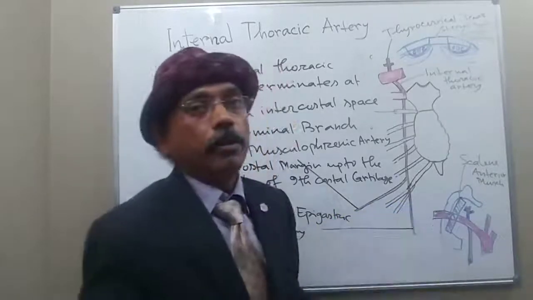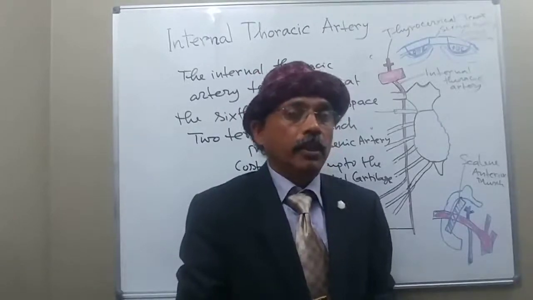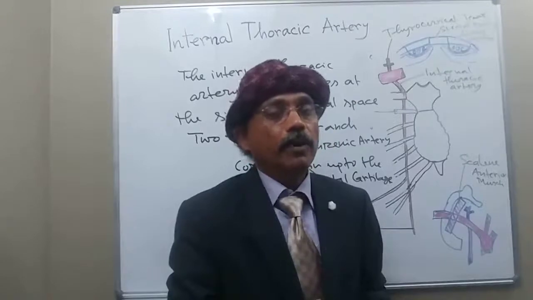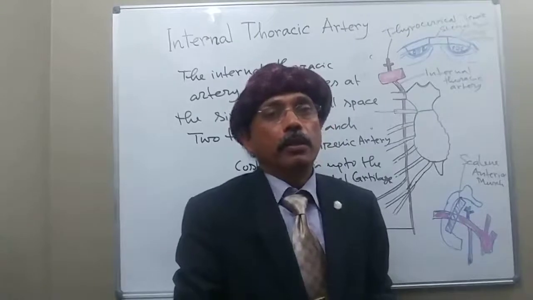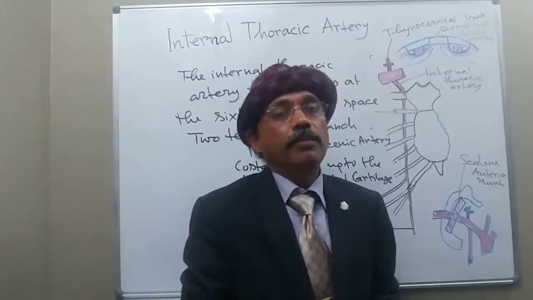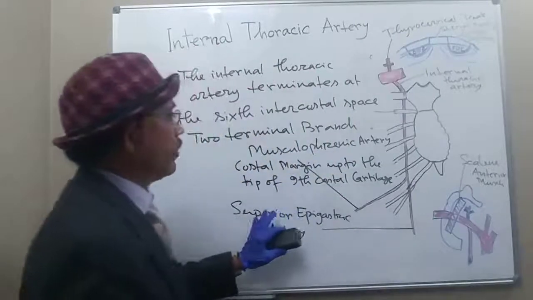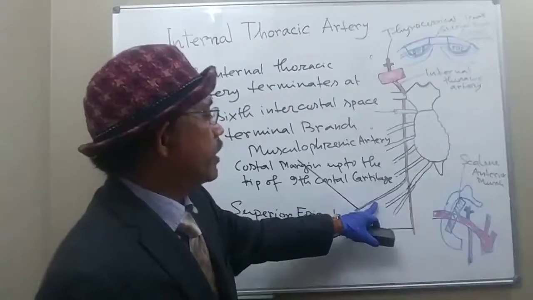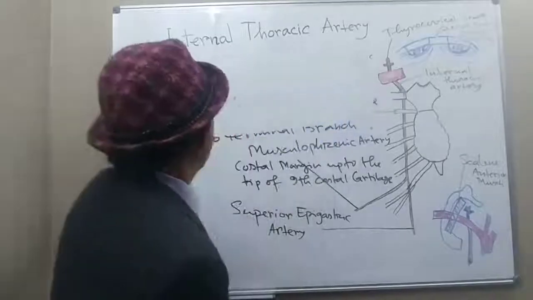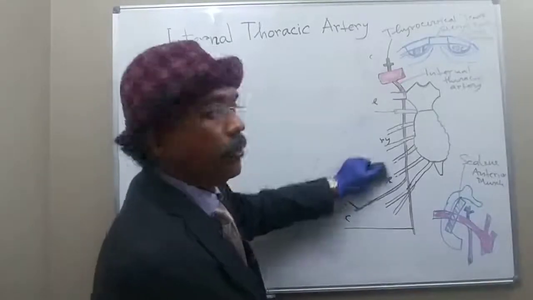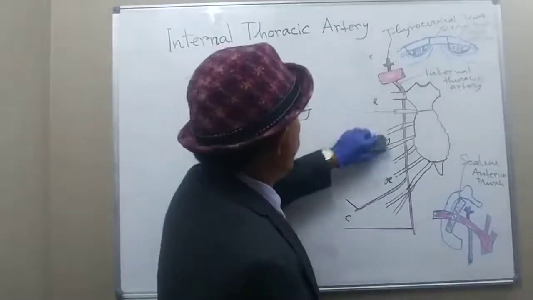Superior epigastric artery goes to the abdomen. It is the content of rectus sheath. It goes behind the rectus abdominis muscle and at the level of the umbilicus, it anastomoses with the inferior epigastric artery. That is the branch of the external iliac artery. Okay, so we got two terminal branches. One is musculophrenic artery, another one is the superior epigastric artery. Okay, we got that. Now we'll go through the branches of the internal thoracic artery.